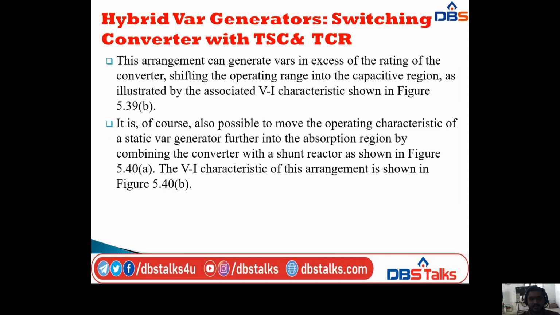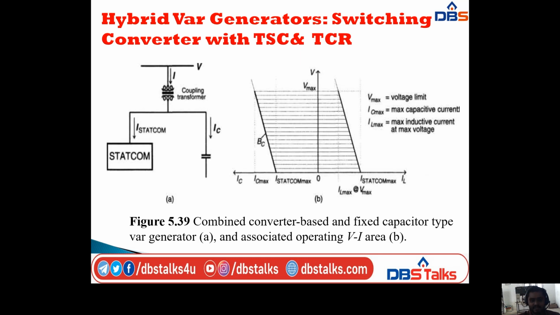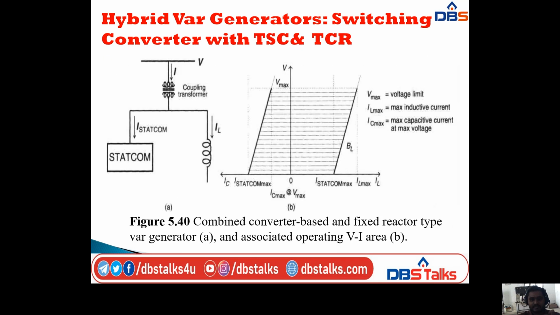Of course, it is also possible to move the operating characteristics of the static generator further into the absorption region by combining the converter with a shunt reactor. I will show the diagram. For this diagram I am adding one reactor. The same diagram, but the only modification is that I am adding one reactor to this one. It will look like this.